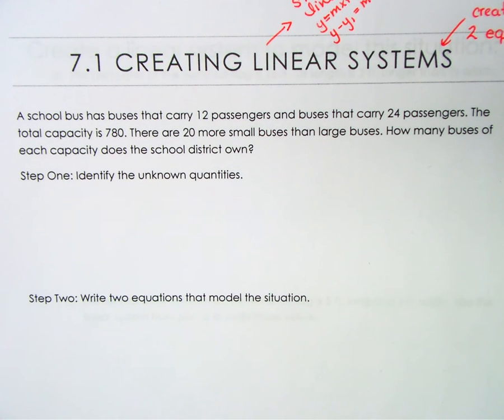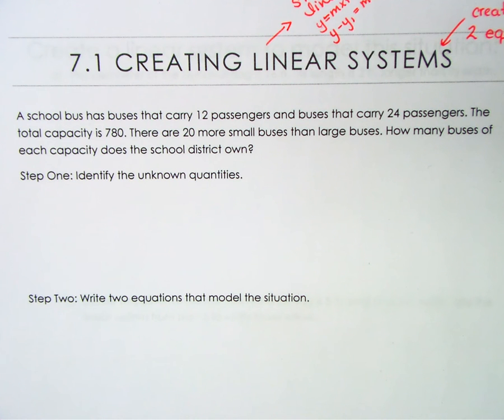Okay, so a school bus that carries 12 passengers. So there's a school bus company that has buses that carry 12 passengers and buses that carry 24 passengers. The total capacity is 780 people that they can transport. There are 20 more small buses than large buses. How many buses of each capacity does the school district own?